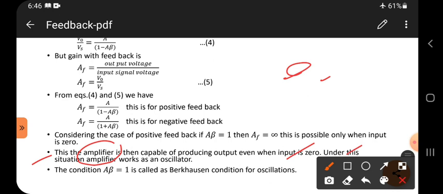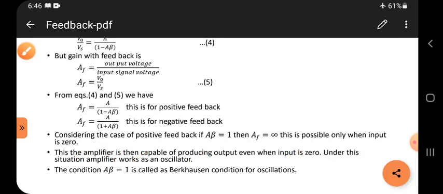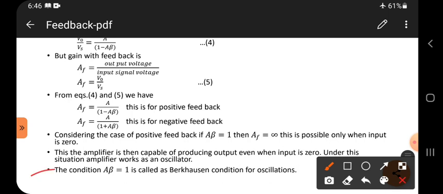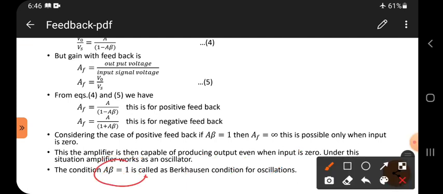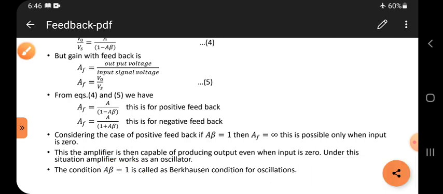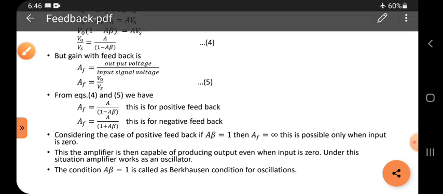Under this situation, the amplifier works as an oscillator. The condition A beta equals 1 is called the Barkhausen condition for oscillations. Sometimes it is also called the Barkhausen criterion. Not only condition, some people also speak of it as a criterion. Okay friends, thank you.